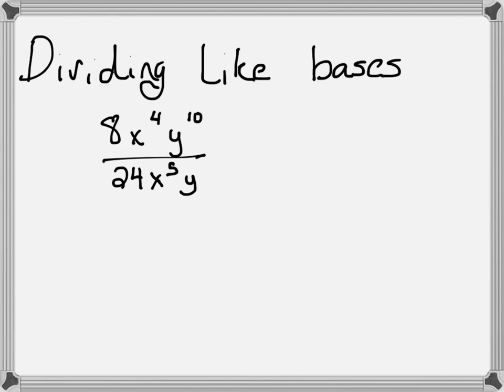And so we're going to first look at the coefficients. What number divides into 8 and 24 evenly? Well, they're both divisible by 8. So 8 divided by 8 is 1. 24 divided by 8 is 3.